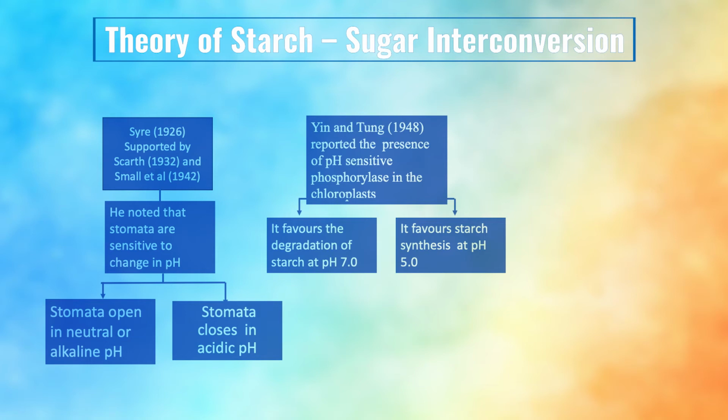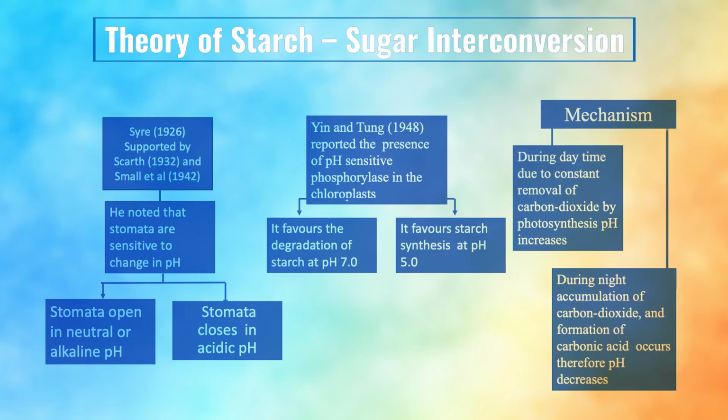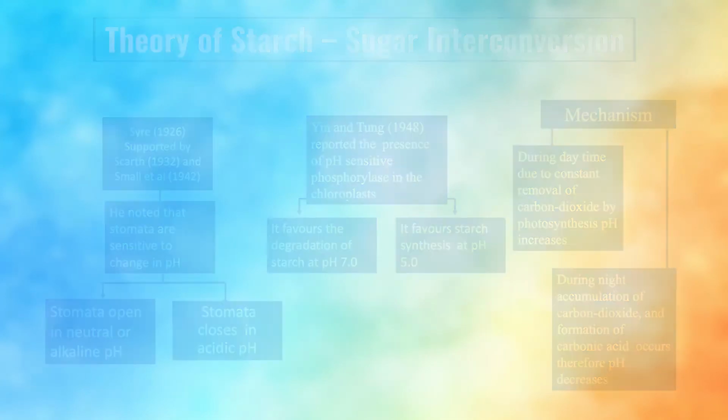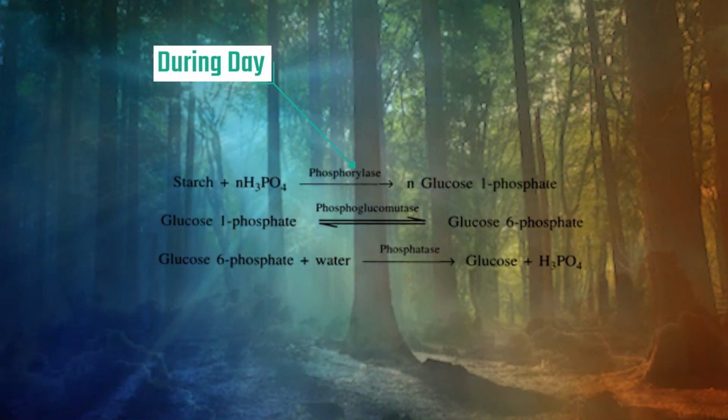They observed that at pH 7, the enzyme phosphorylase transforms starch into glucose, while at pH 4, the same enzyme converts glucose into starch. Thus, the mechanism of opening and closing of stomata can be explained as: in the morning, due to photosynthesis, carbon dioxide concentration lowers in the mesophyll cell and guard cell. As a result, pH of the guard cell rises.